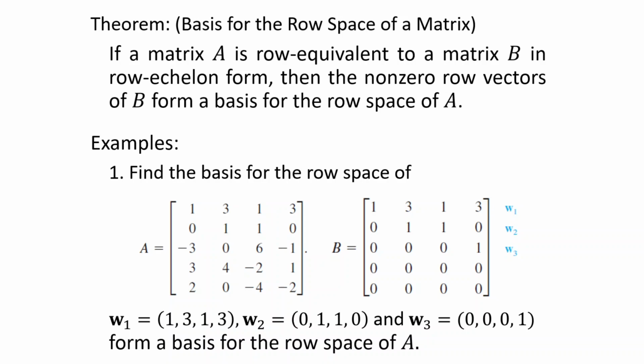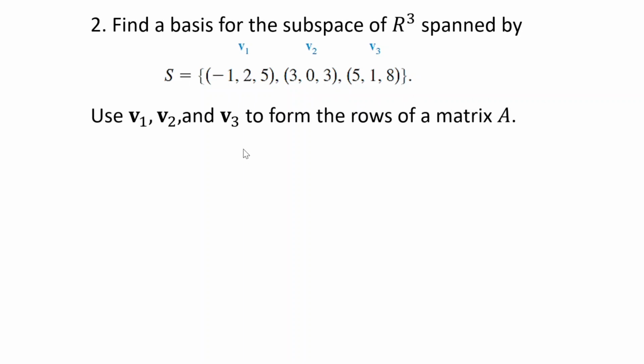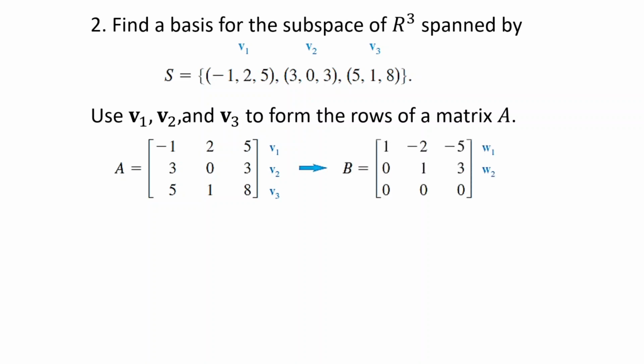Another example, find a basis for the subspace of R^3 spanned by the given set S. So we name these vectors as v_1, v_2, and v_3. We can use v_1, v_2, and v_3 to form the rows of a matrix A. So we have this, and then we can use the technique we used in the previous example, that is, we will write A in row echelon form. So we have this one.